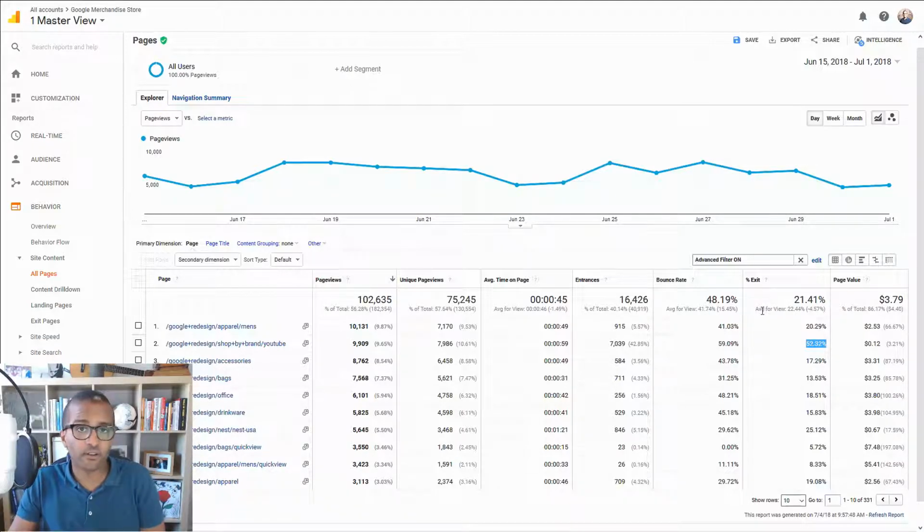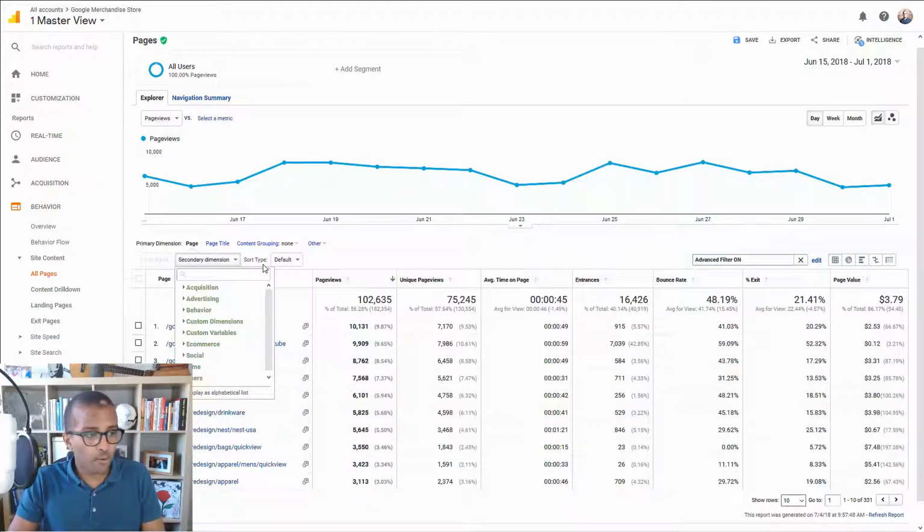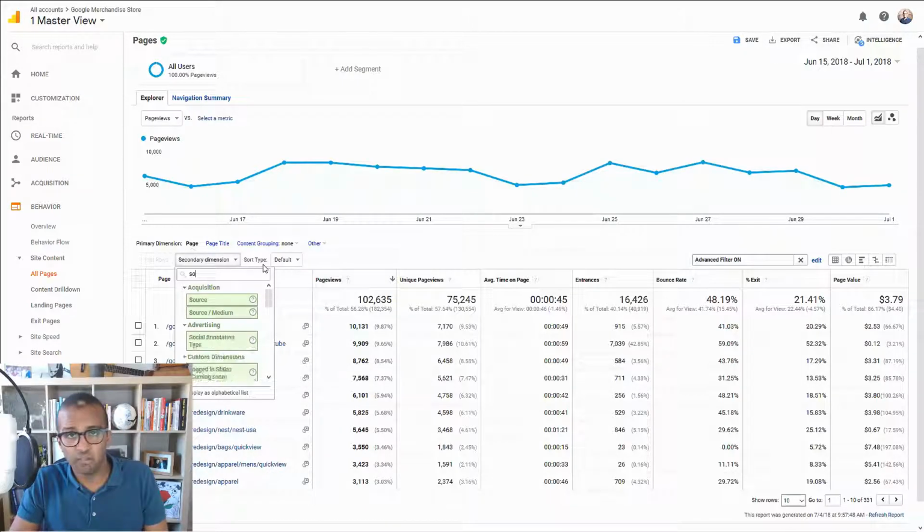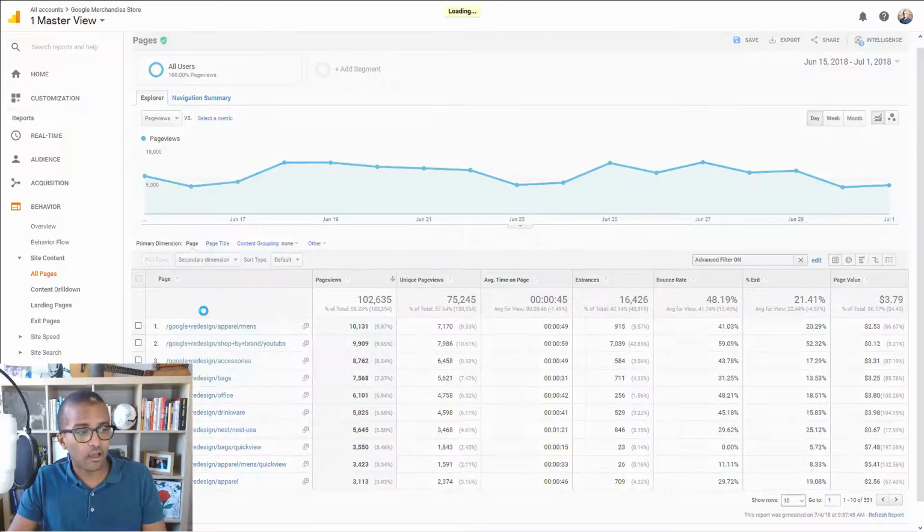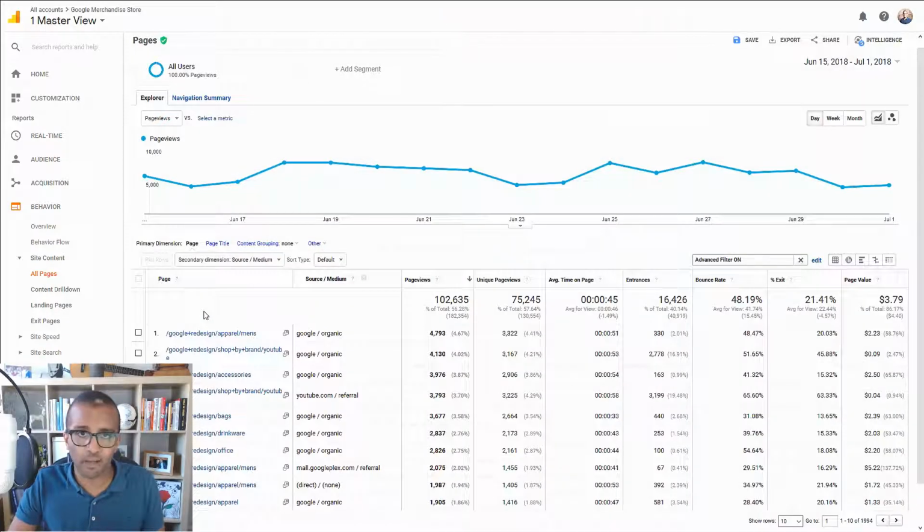And then you can go deeper than that. You can, for example, use the secondary dimension, and maybe you want to look at the source medium of each page and look at how it's affecting the bounce rate and exit rate there. So for example, you can see for this page via Google Organic, this is the bounce rate and exit rate, but for other sources it's much higher. For example, for YouTube it's much higher. Is that normal? Maybe it's okay, maybe it's fine, you just don't know. This is where you have to investigate and find out further.